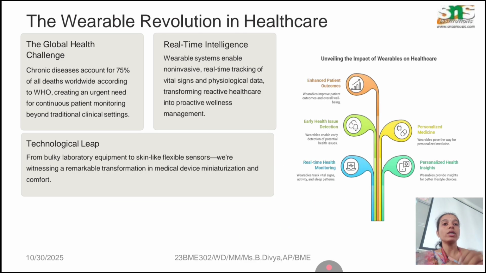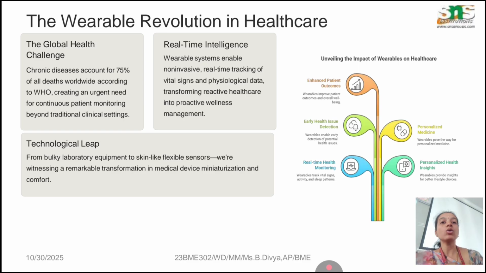Next is the wearable revolution in healthcare. This is generally about the medical wearable revolution in healthcare: how advanced it is, what kind of technologies have been incorporated in it, how helpful it is for patients, and what technologies will be incorporated in future. These are the things where the healthcare system has been revolutionized by wearable technologies.